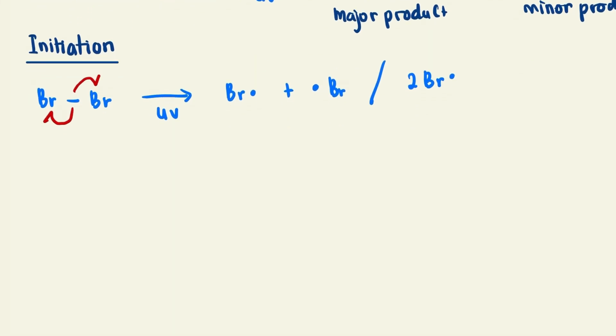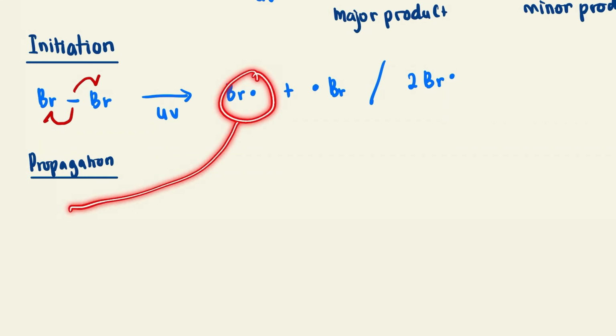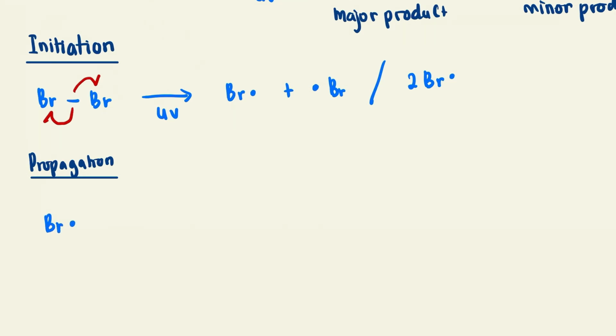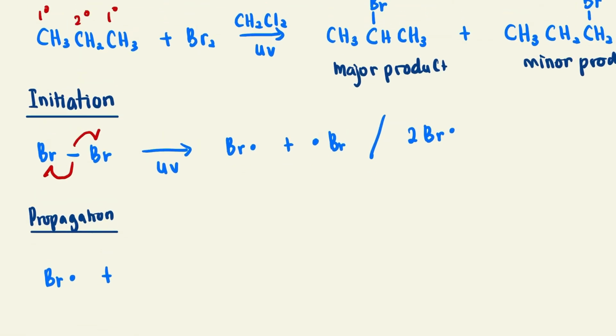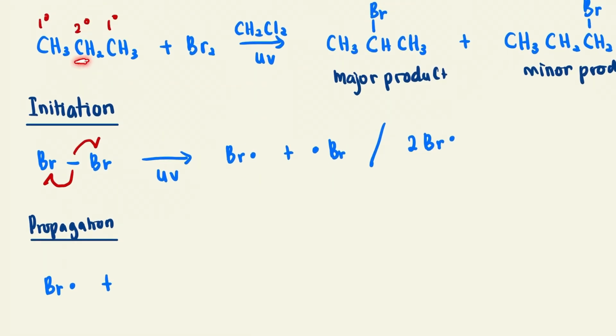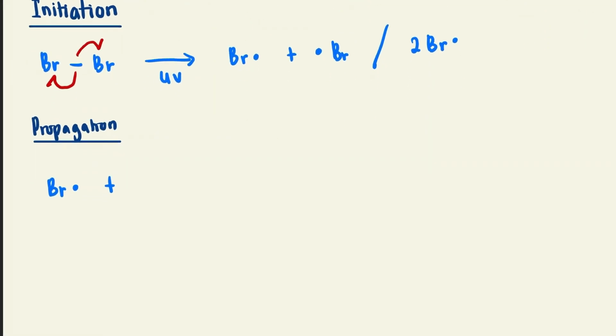Okay, so the next step we call the propagation step. In propagation there are 2 steps. The first step is we need to bring down this bromine radical here. The bromine radical will create another radical. So this bromine radical reacts with our alkane here, in this case propane. But now we already know where the bromine will go. Bromine will go to this carbon to get the major product, so you have to expand the bonding between C and H at the secondary carbon.